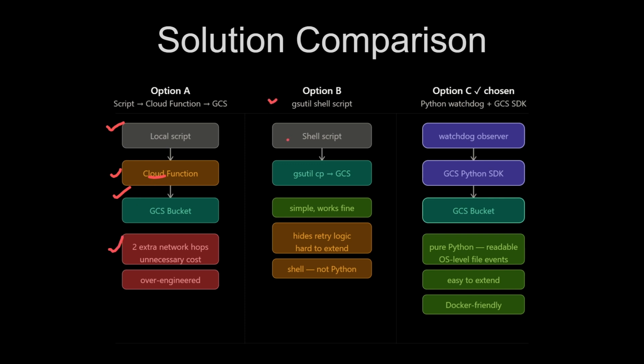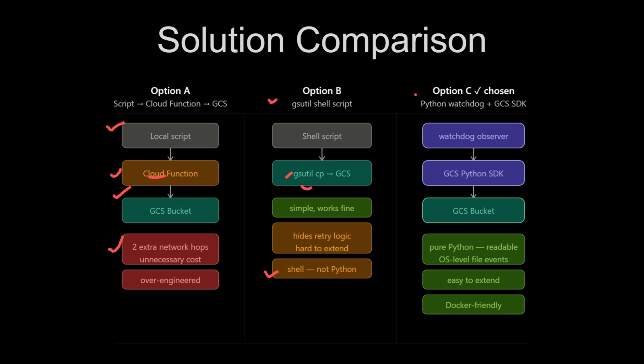Option 2: a shell script using gsutil directly. Drop a trigger file, the script detects it, and runs the gsutil cp command. This actually works. It is simple, but it is a PowerShell or bash script, harder to read, harder to extend, and gsutil hides what is really happening under the hood. Not ideal for data engineering.